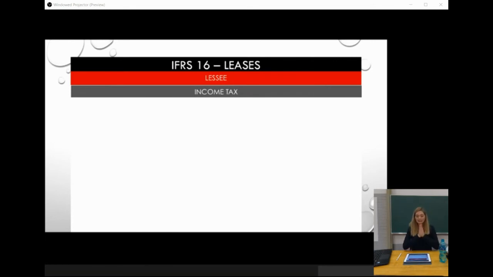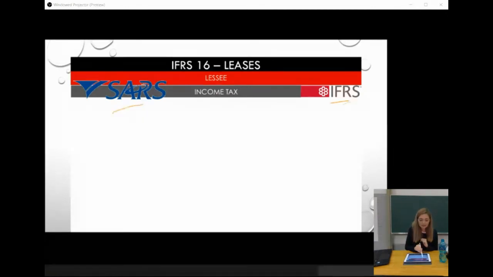Okay, so income tax. When we get to income tax, we are going to compare the accounting treatment with the tax treatment. I've used these boring pictures: the IFRS picture for accounting and the SARS logo for tax.